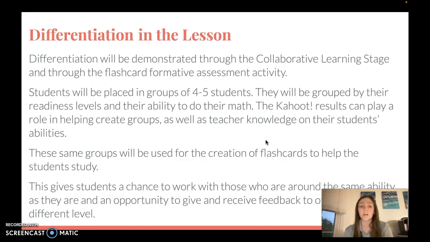And like I said earlier, the same groups that were used for the collaborative learning stage will also be used to make the flashcard groups, because they are in that same readiness level. So it would help them to work with students of their ability, and it gives those kids a chance to work with those kids and receive feedback from someone who is on the same level as them.